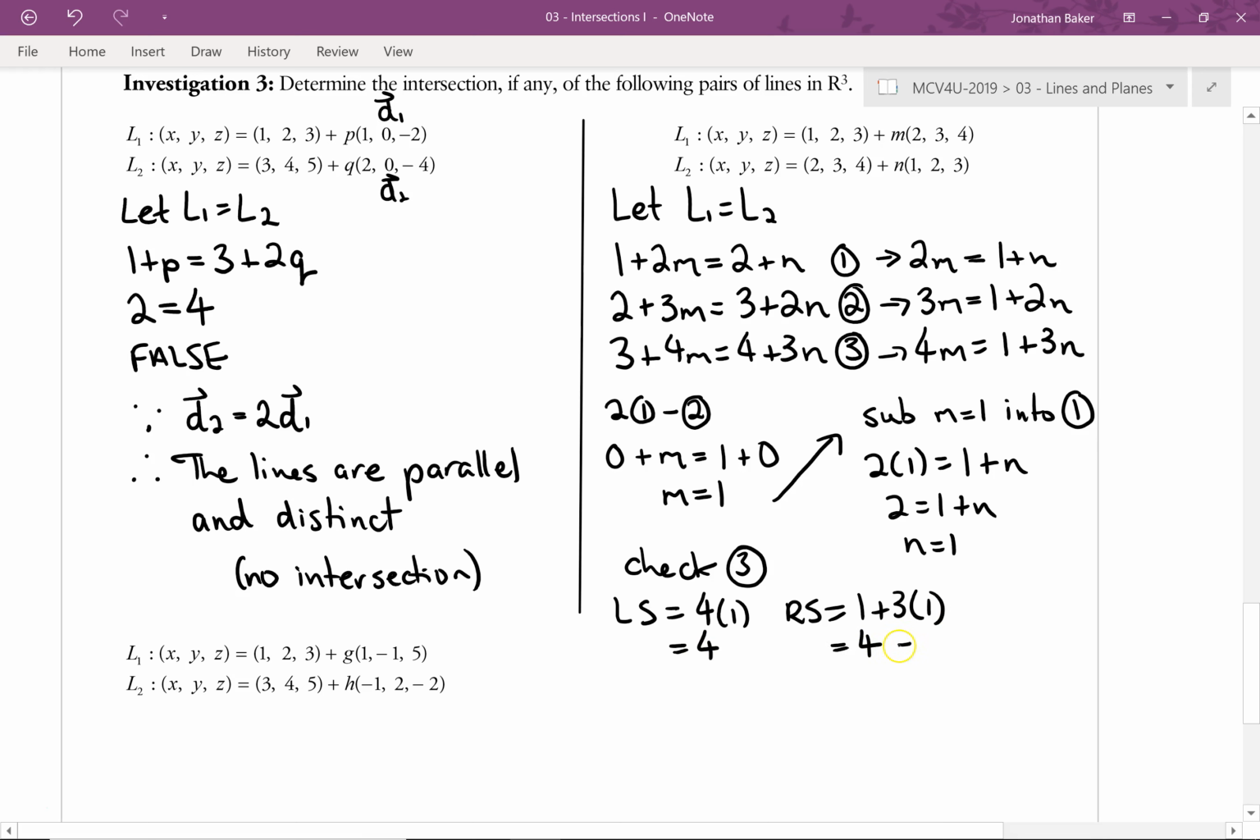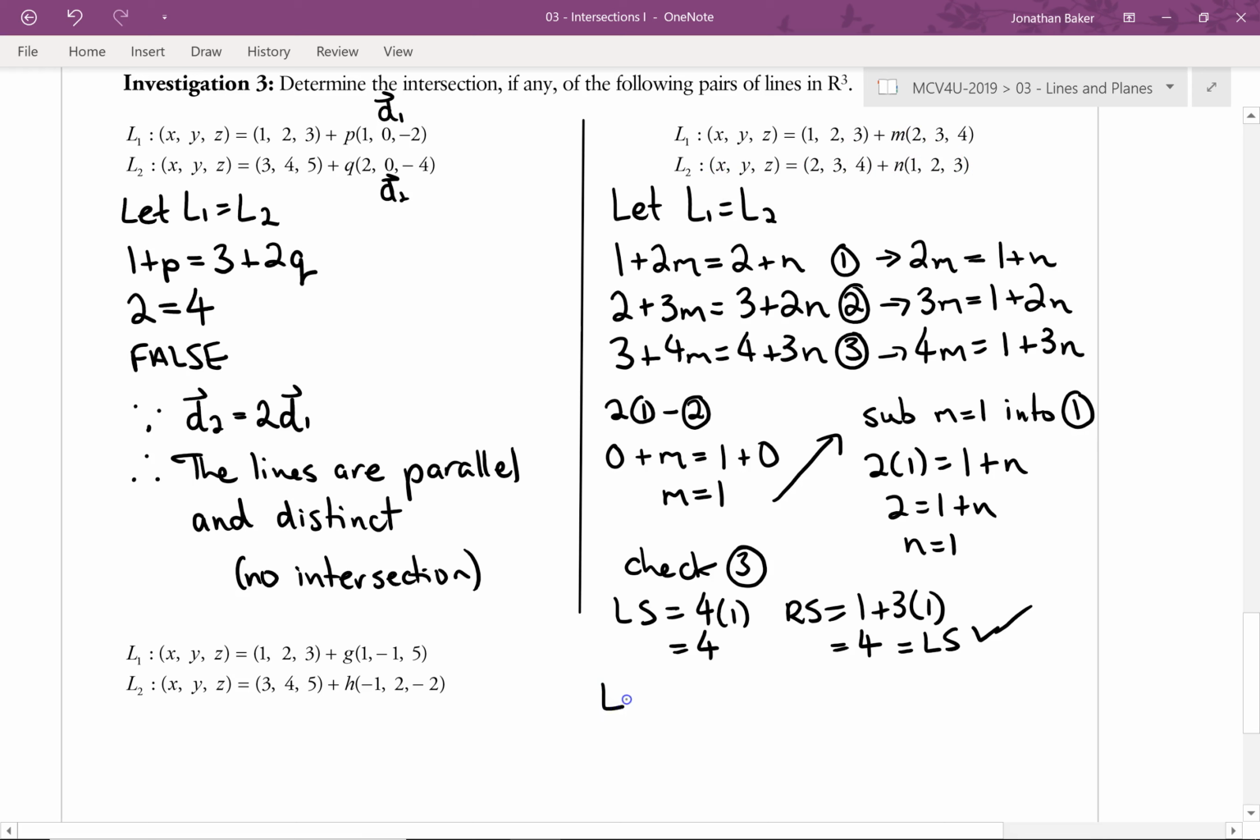And this is equal to the left side, which is good. Okay, so now that we have an m and an n value that's consistent, what this means is we have a parameter for each line that should give us the same point when used. So let's check this, right?